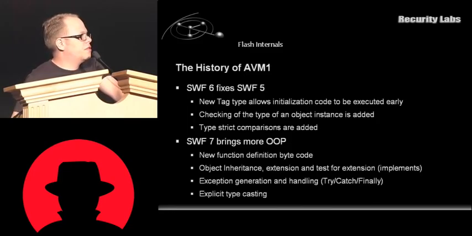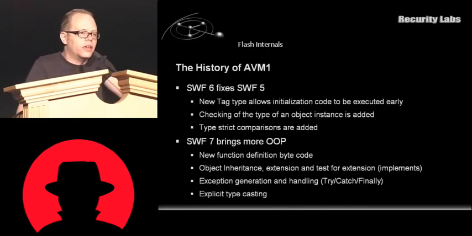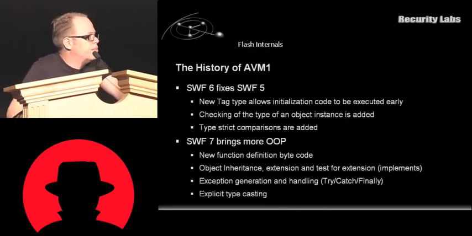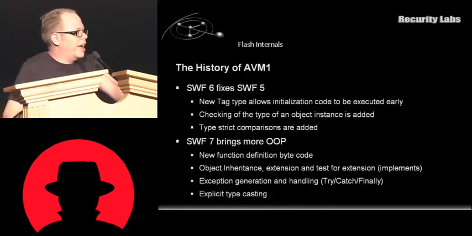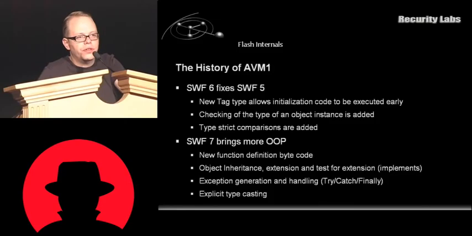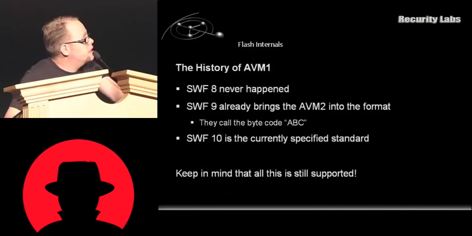They also introduced checking of types, which they now had. So in Swift version 6, they start to have numeric data types and stuff. In 7, the OOP functionality was enhanced, so the objects could have inheritance and extension, and they introduced exceptions because they're useful, and they introduced explicit typecasting.